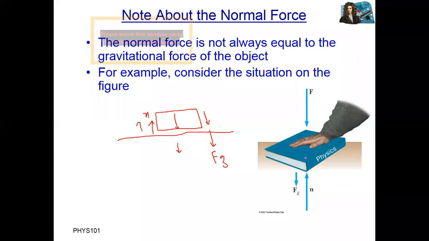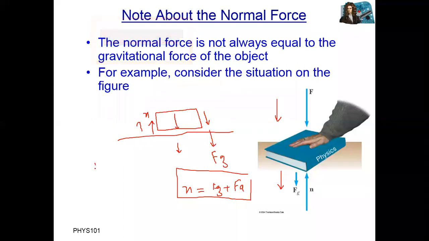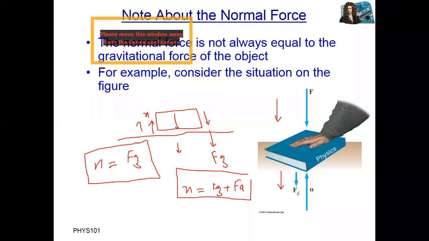But in this case, you can see there are two forces: one is the weight of the book, and the second is the force applied on the book with the help of the hand. So in this case, the normal force is equal to both of these forces, the gravitational force of the book and the applied force from the hand. So in the first case, with only the table and book, the normal force equals the gravitational force, and in the second, the normal force is equal to the gravitational plus the applied force.